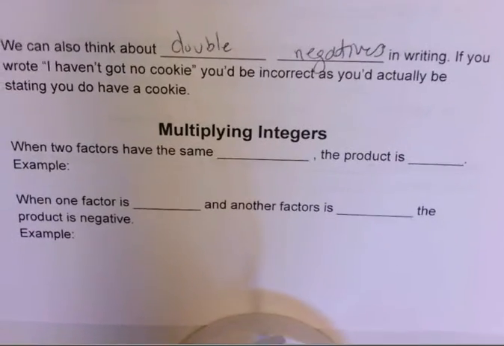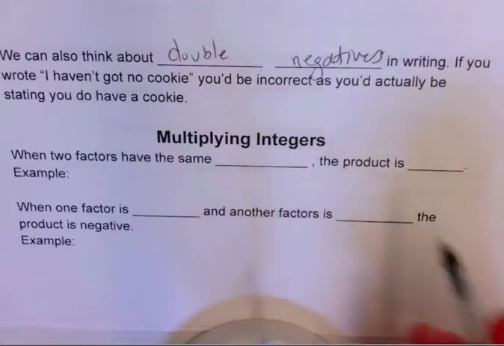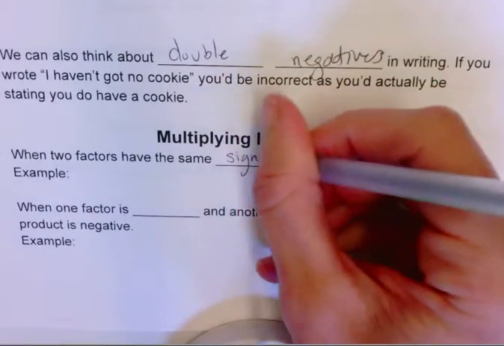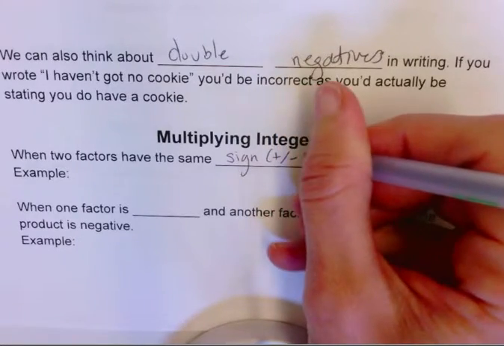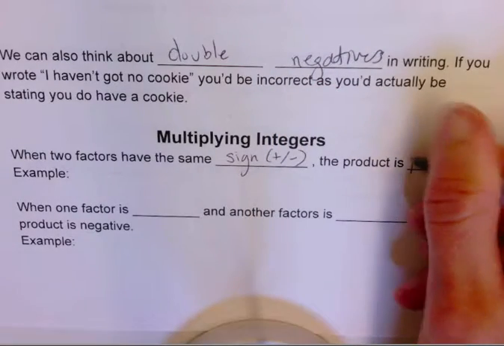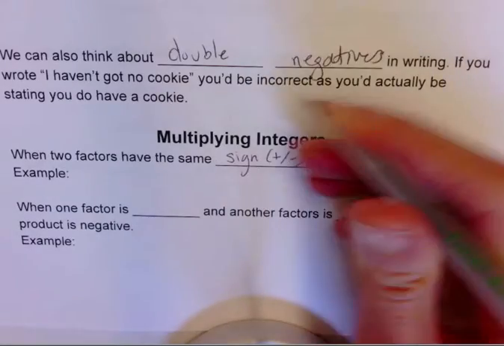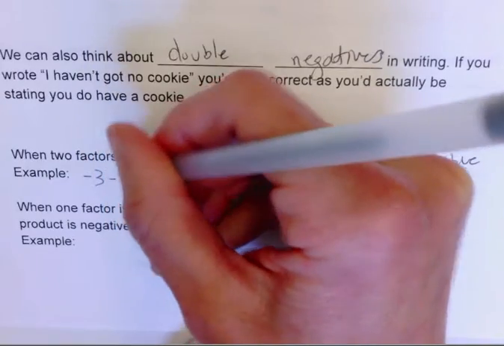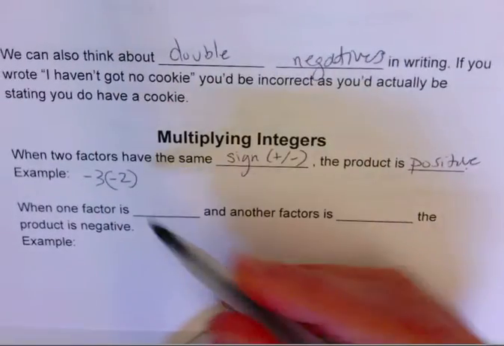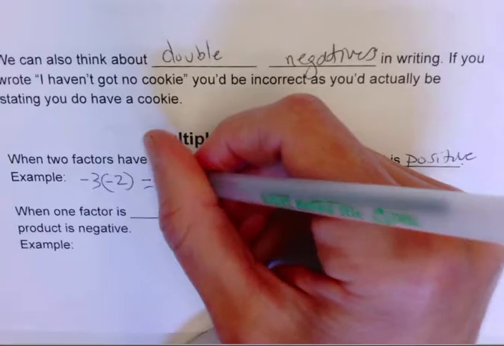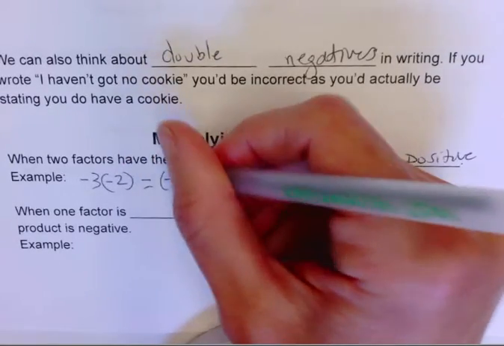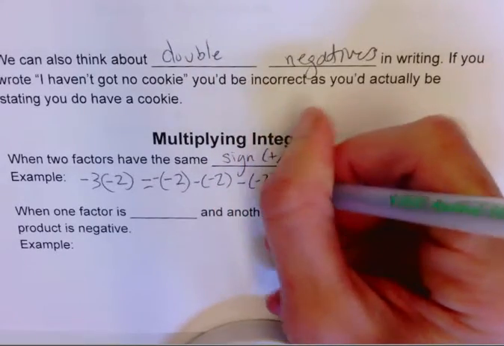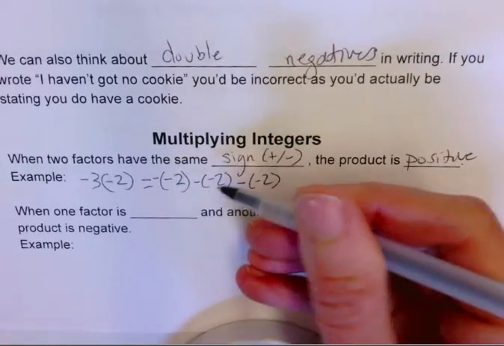Multiplying integers is the last part that we're going to talk about here. When two factors have the same sign, like they're both positive or they're both negative, the product will be positive. So today in class we looked at this example of taking away 3 groups of -2, and then we could rewrite that as subtraction: minus -2 minus -2 minus -2, and that's basically like saying plus 2 plus 2 plus 2.